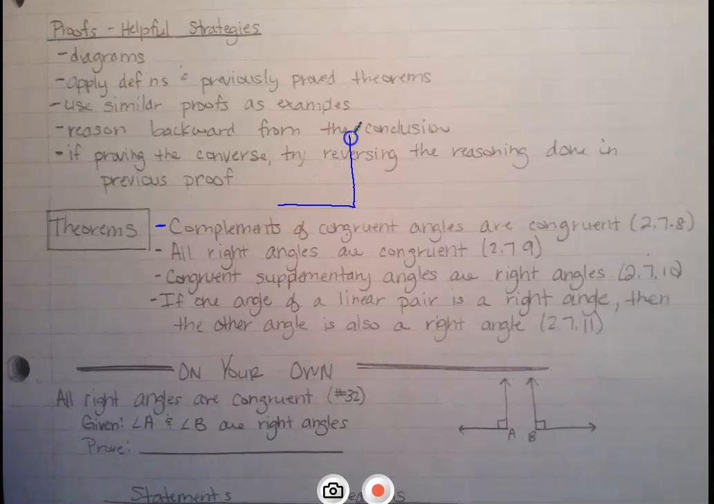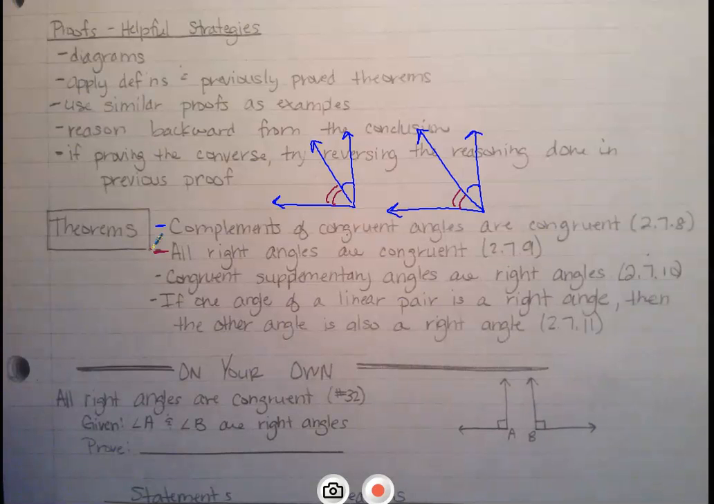So if we have a 90-degree angle, and this one is congruent to this one, and we know that this is a 90-degree angle, then we know these two are also congruent. All right, the next one: all right angles are congruent. Well, duh, because they're all 90 degrees. The next theorem: congruent supplementary angles are right angles.